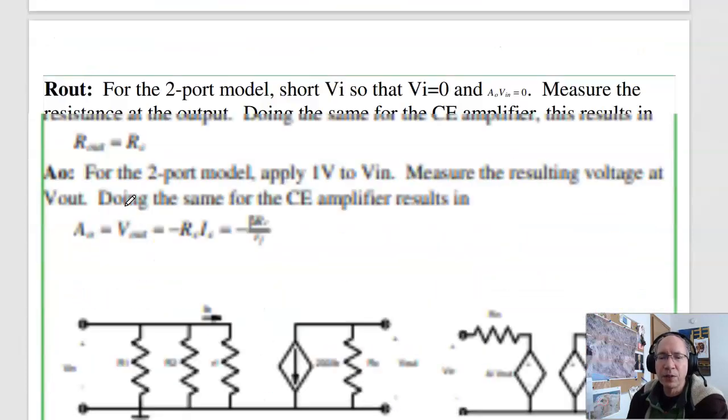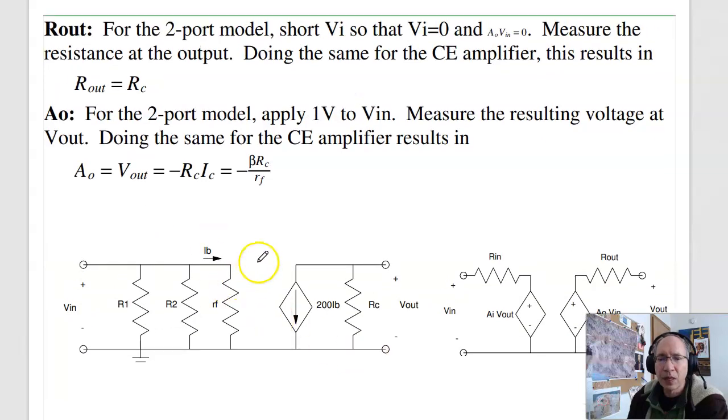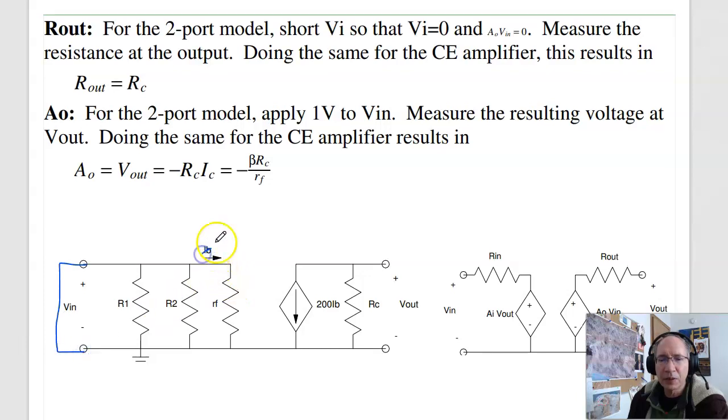For the other half, I'll look at the output. To find R out, I short the input. That makes this equal to 0. That makes this equal to 0. All I see is RC. So the output impedance is just RC.